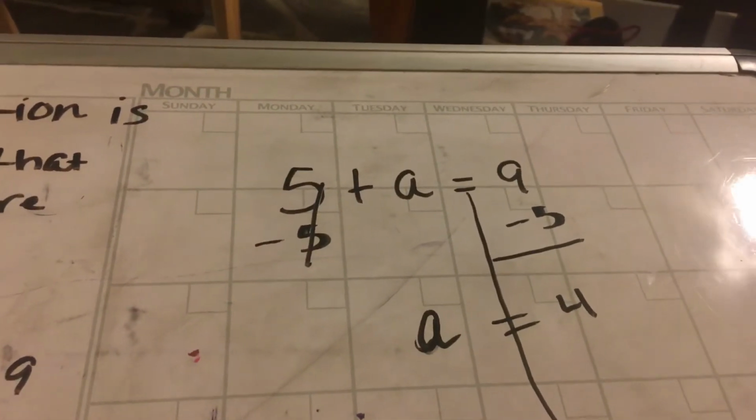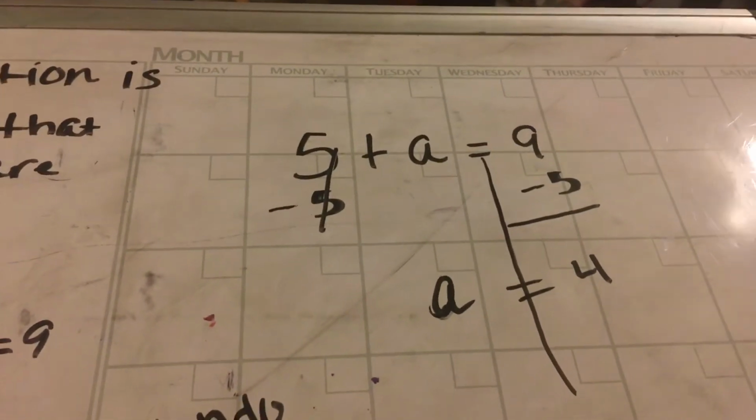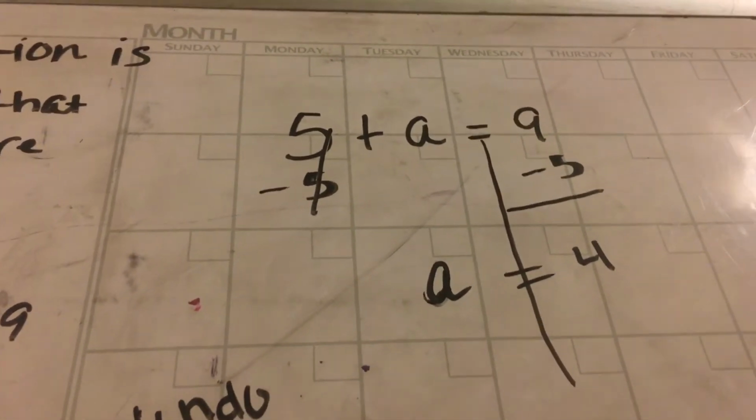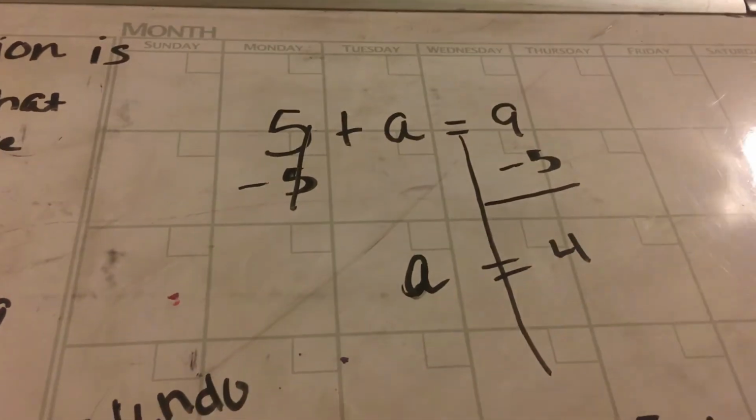Remember, you're no longer going to say, find the missing number. We're going to begin saying, solve for the variable.